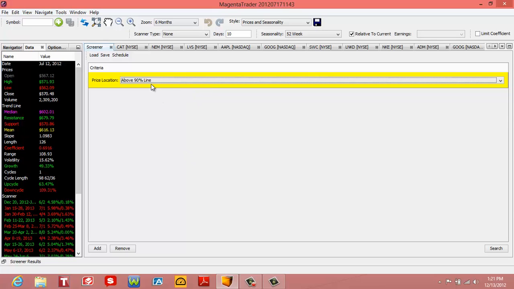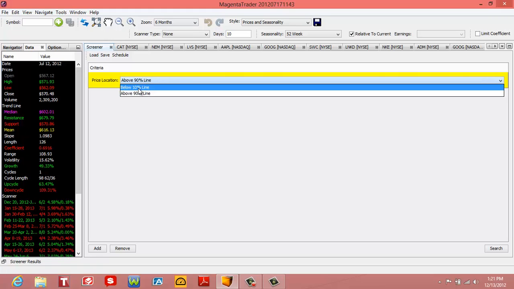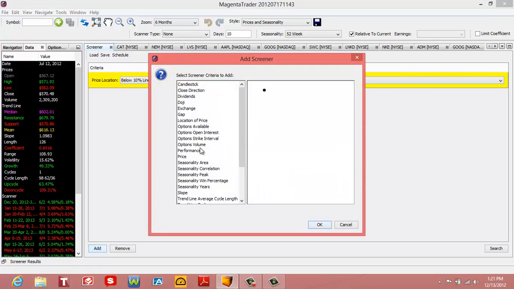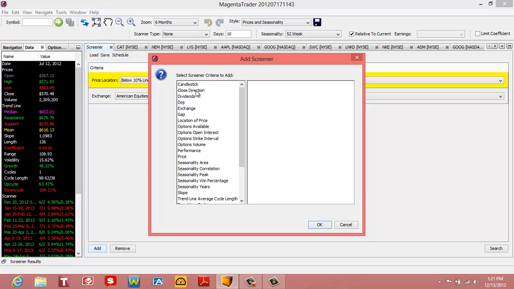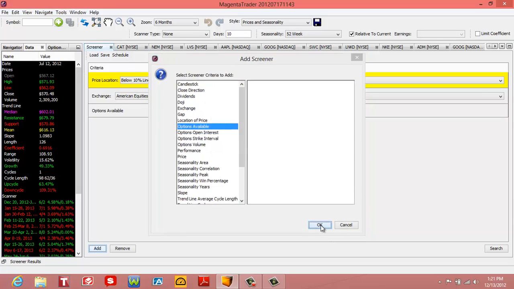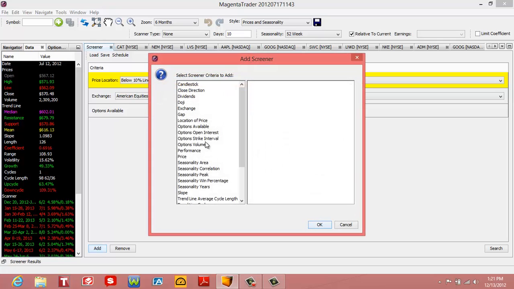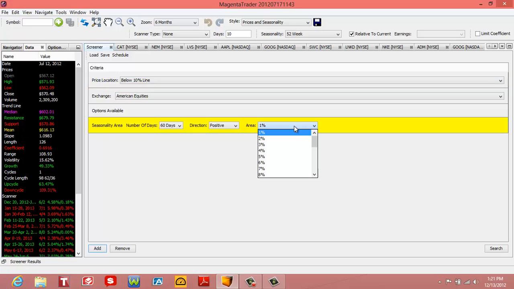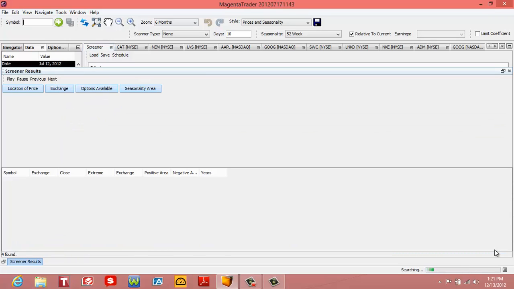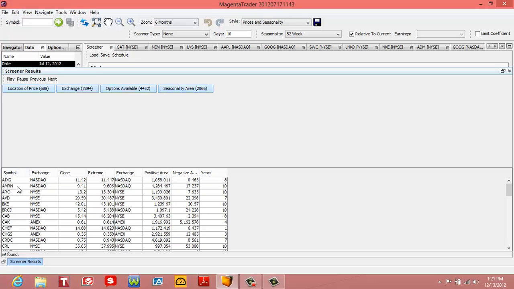Okay, so let's find stocks that are below the 10% line, and we could add other filters. For example, let me see just the stocks that are in the US market. Let me see the stocks that have options available if I want to play calls. And I could add, let me see stocks that have good seasonality during this period, also positive, and let's say that they go up at least 10%. So if I do a filter and I do a search, you can see how I found 59 stocks that tend to go up.